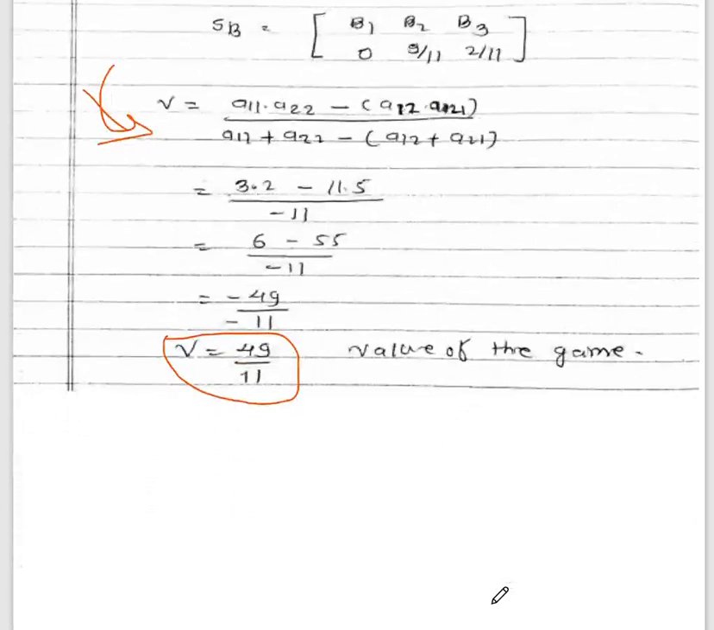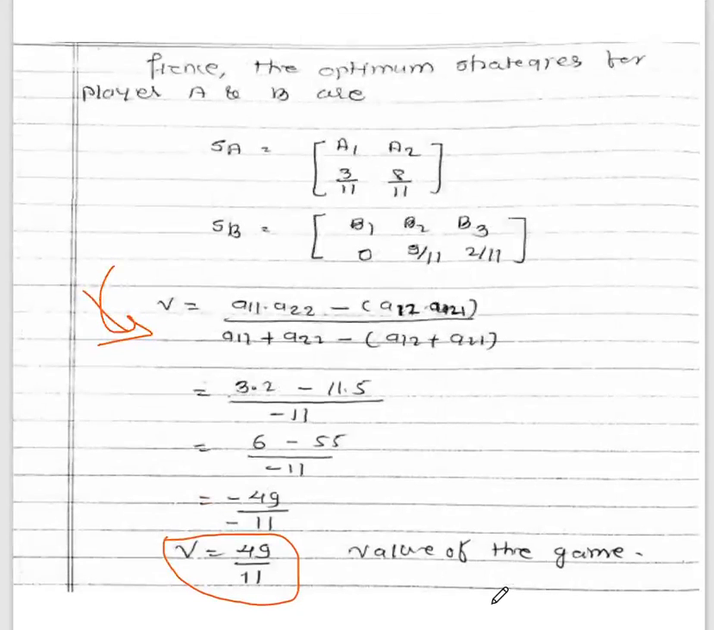Okay, so this is the complete problem on the graphical method. So these are the optimum mixed strategies for player A and for player B, and this is the value of the game for player A and for the given pay-off matrix. Okay, so in this way we can solve problems by using the graphical method.